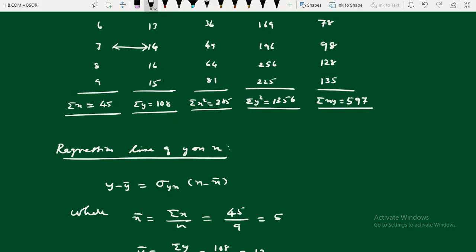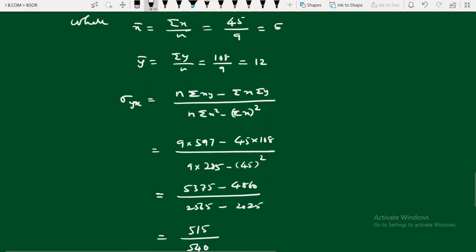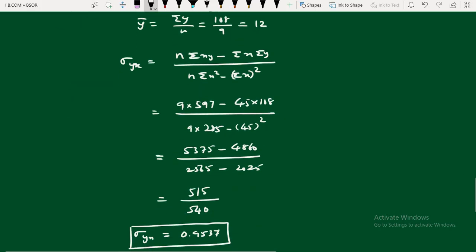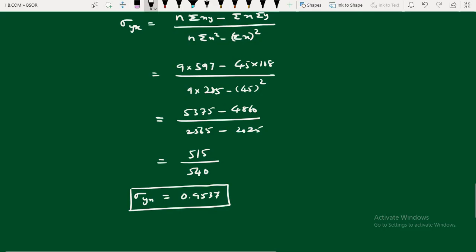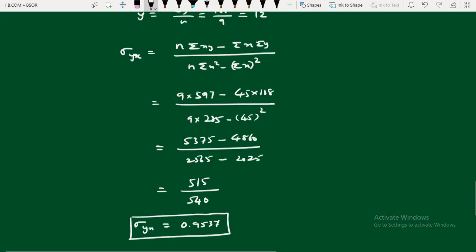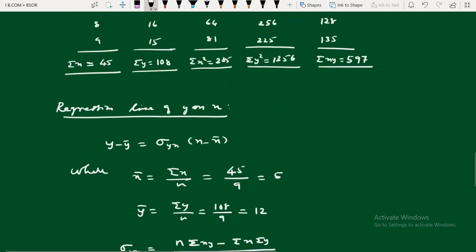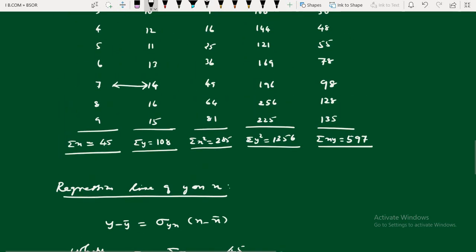Just find the regression equation of x on y by using the formula for sigma xy. That is the only thing you have to find. Apply sigma xy here. The numerator is the same, 515 will come. Only the denominator will vary. The denominator is n into summation y square minus summation y whole square. That's all, that is the extra work for you. Just find that and you can get the equation of x on y also for the same data.